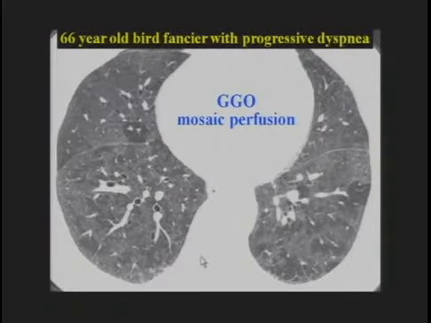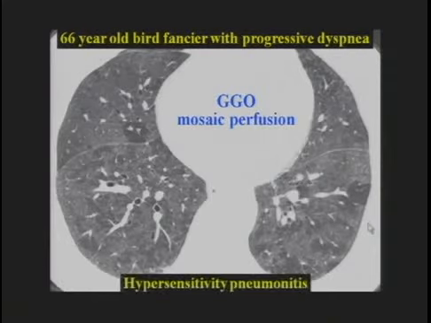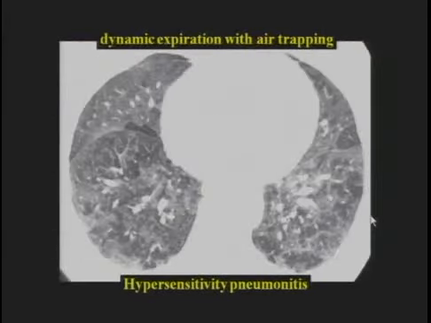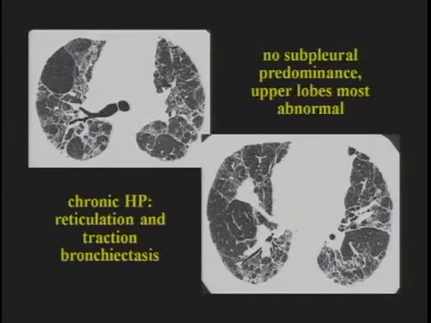66-year-old bird fancier with progressive dyspnea, a very, very similar appearance. We see a rather diffuse ground glass opacity appearance, but then these lucencies, these areas of mosaic perfusion or air trapping, this one looking just like a pulmonary lobule: hypersensitivity pneumonitis, very typical appearance. This is an expiratory view in the same patient, and you can see air trapping within these pulmonary lobules because of the bronchiolitis that is associated with this disease.